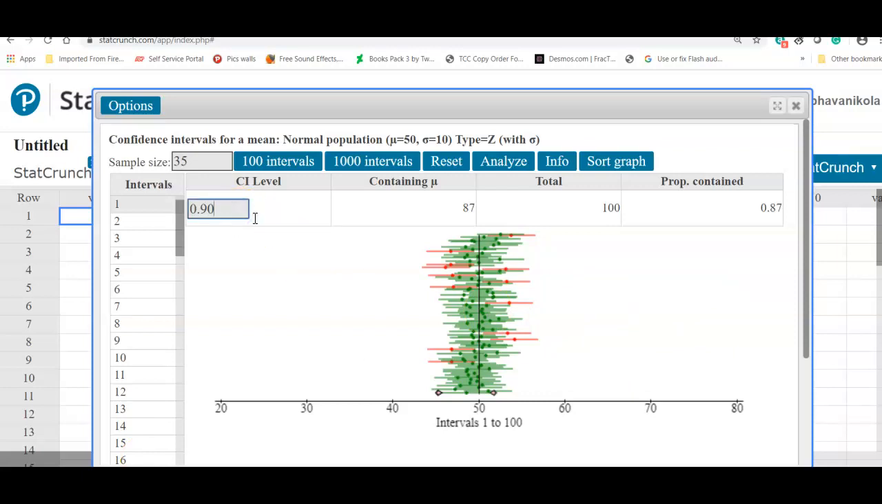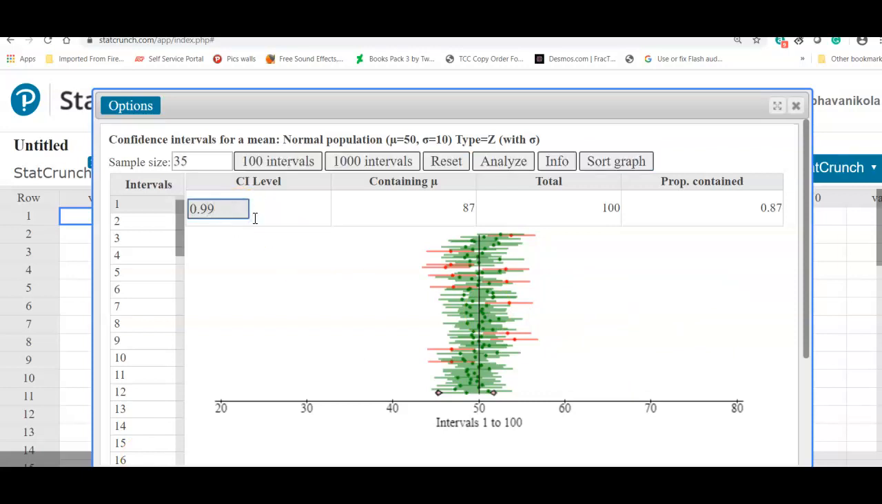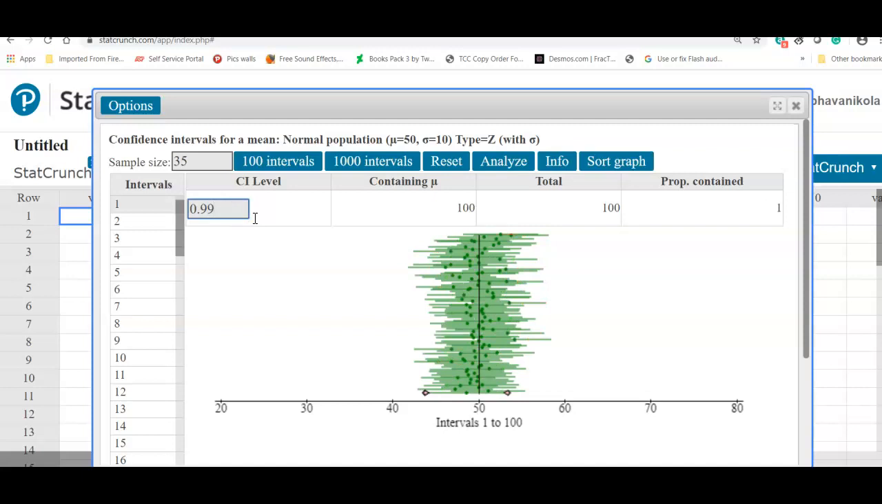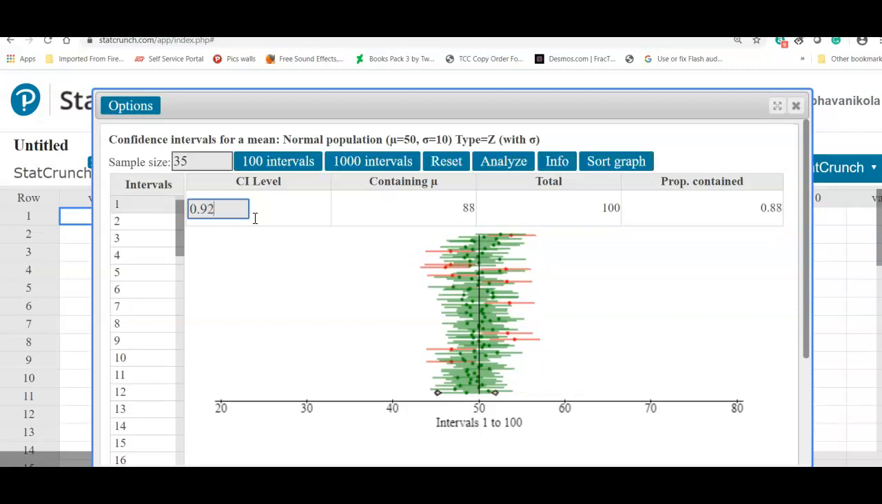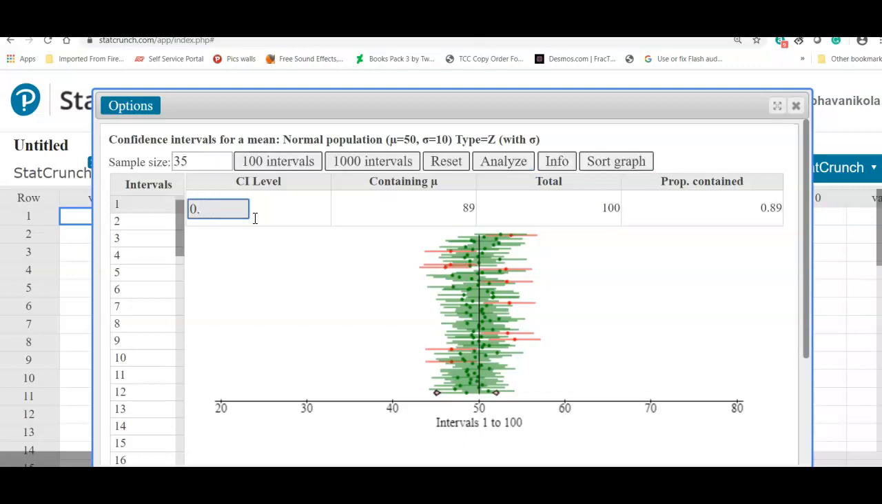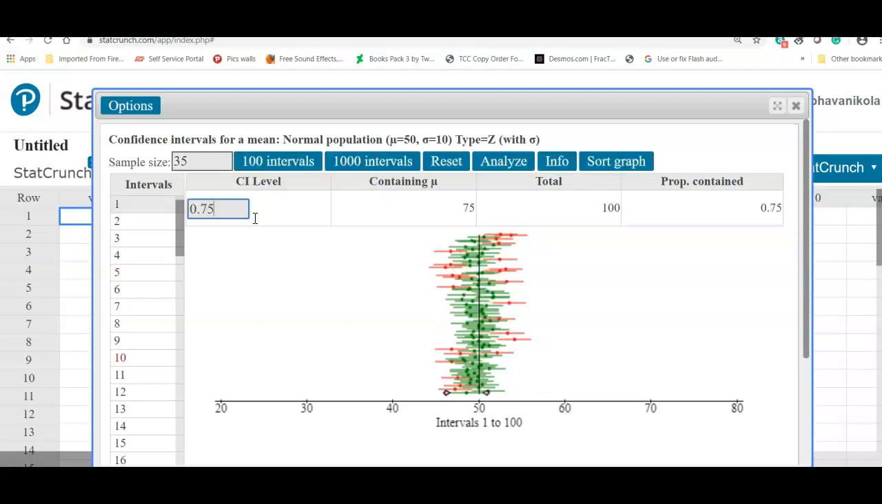So as I keep increasing my confidence level, you see that the red spots kind of disappear. So 91, I have some red ones. 92, I still have red. 93, I still have red. Let me go to 75. You will see a whole lot of red. You're only 75% confident. So you're telling me only 75% of my samples contain the population mean.